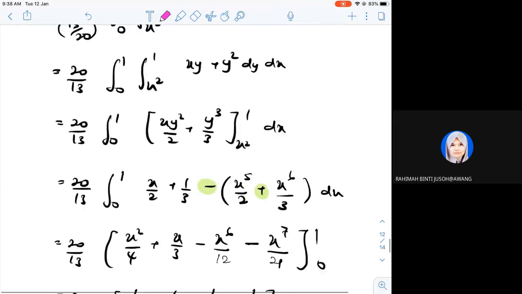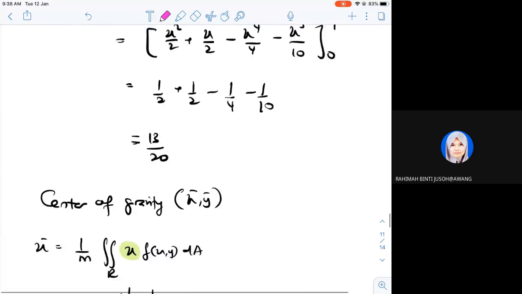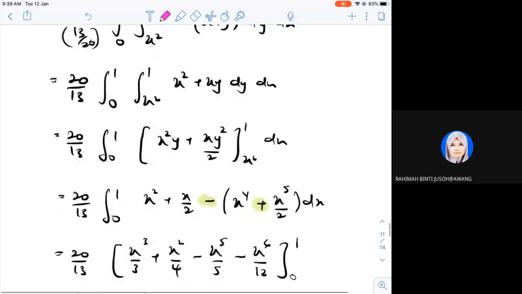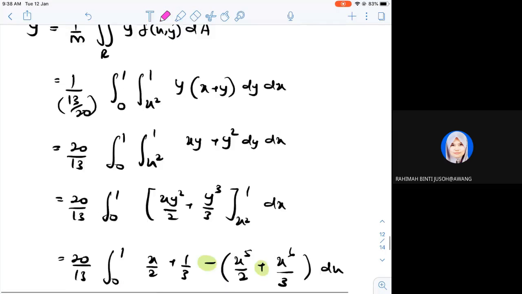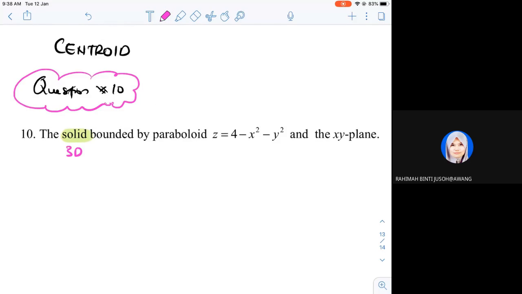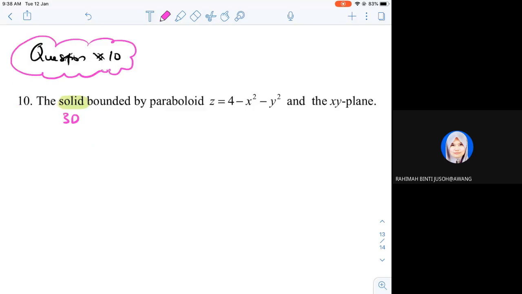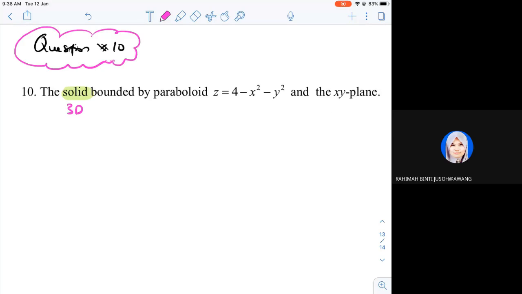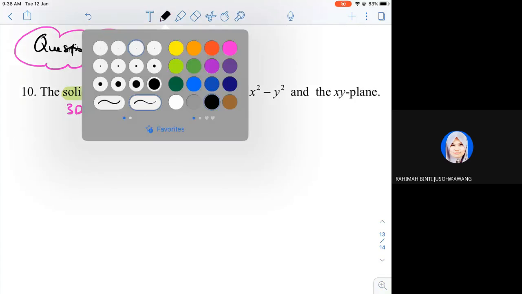So in this case it is 3D. Just now, for center of gravity, our example question was a lamina, that's why it was 2D. But now in question number 10, they straight away said solid. So solid means centroid in 3D. Okay, so we need to sketch region G, because it is 3D. So region G.